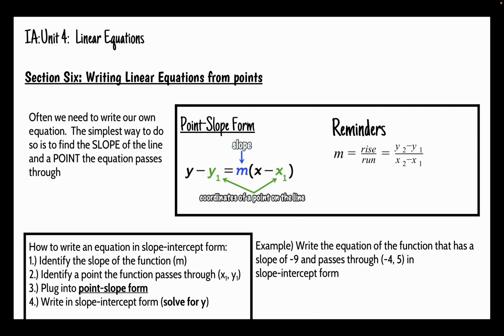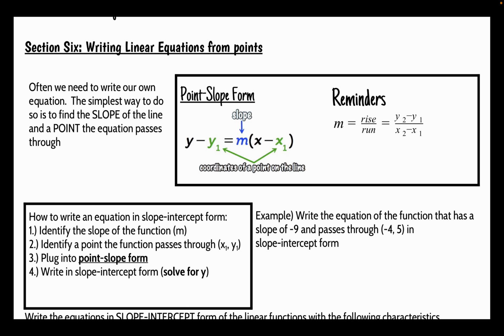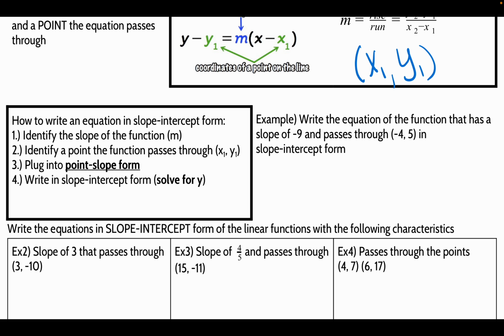into point-slope form. Here is our equation for point-slope form. All you need is one coordinate and one slope to substitute in. Just a reminder, here's your slope equation, and also a reminder that our points are written as (x1, y1). So when you see a point, remember x always is first. Here's our example, how to write your equation in point-slope form.